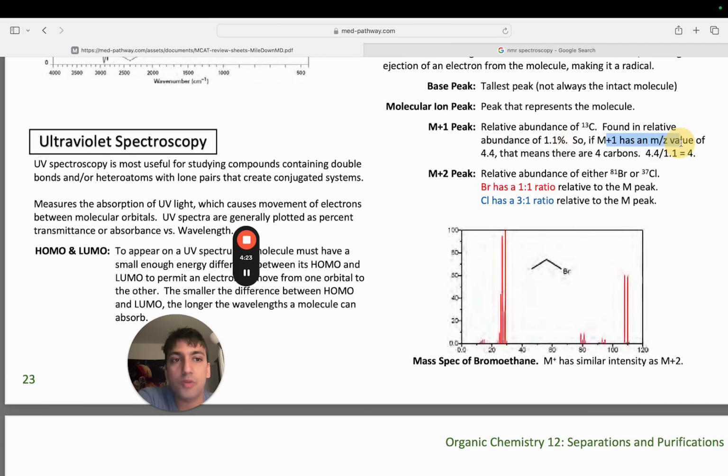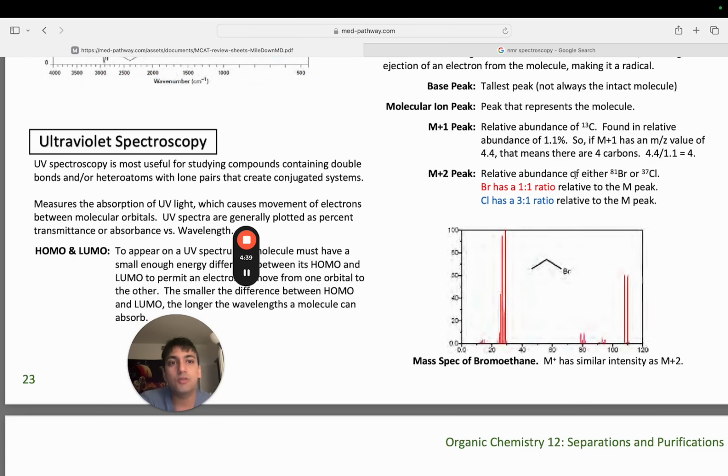So if the M+1 has an M/Z value of 4.4, that means that there are 4 carbons. So that should kind of make sense to you. But just in general, if that doesn't make sense, just remember that if it's 4.4, that means 4 carbons. If it's 8.8, then it means 8 carbons.